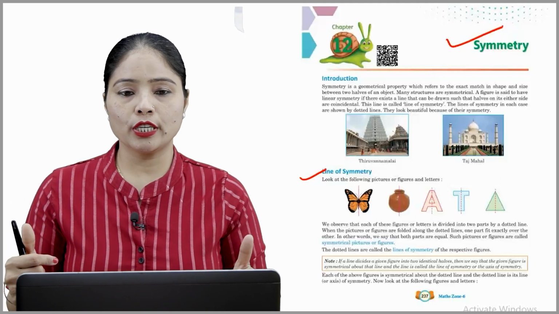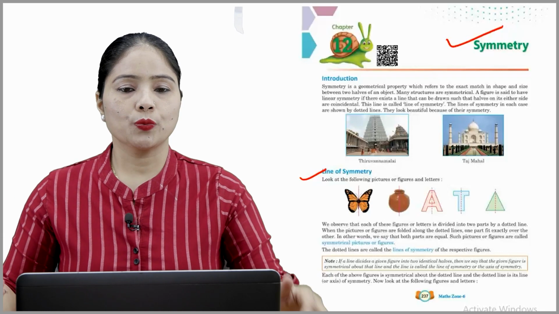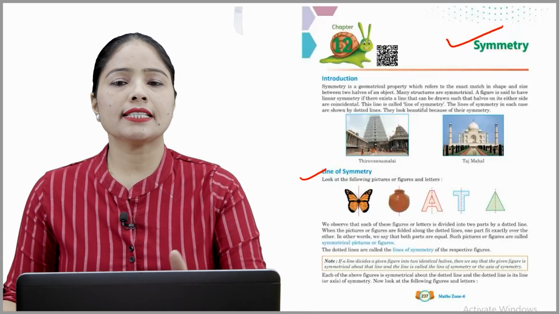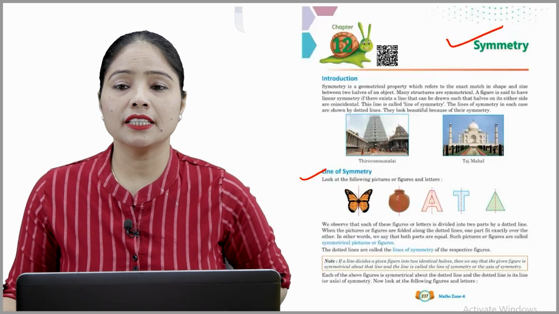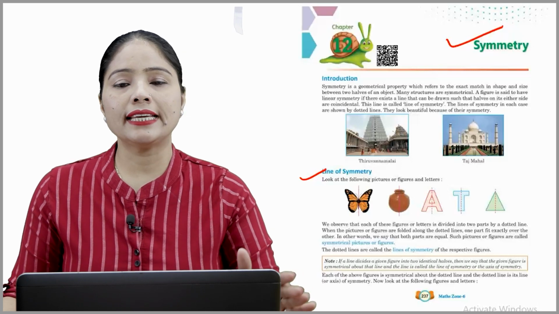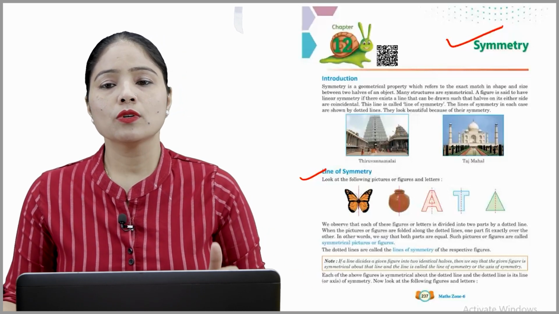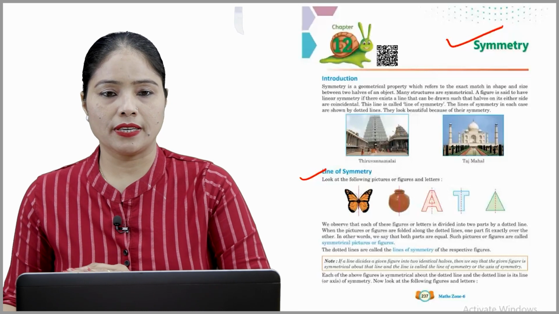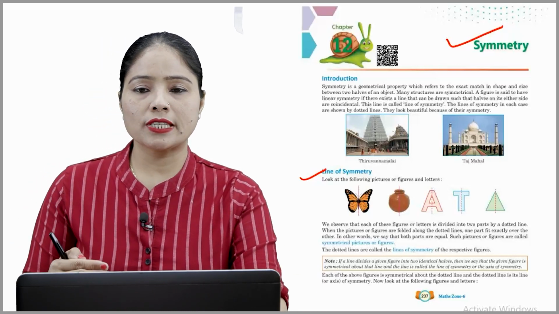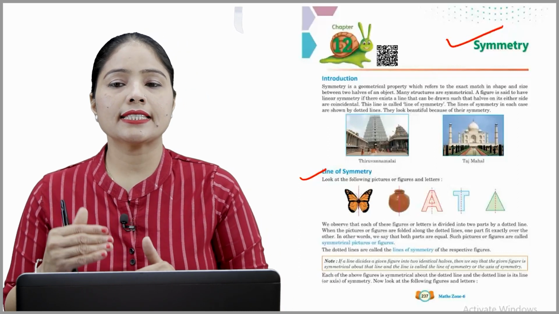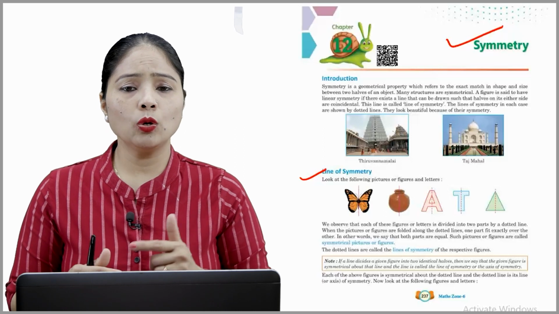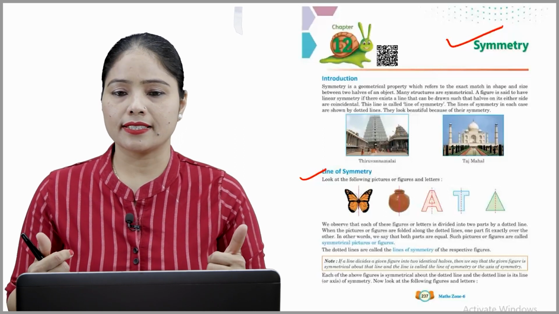Okay, I hope you understood well. So now note, if a line divides a given figure into two identical halves, then we say that the given figure is symmetrical about that line and the line is called the line of symmetry or the axis of symmetry, beta. Each of the above figures is symmetrical about the dotted line and the dotted line is its line or axis of symmetry. Now look at the following figures and letters. Let's see.